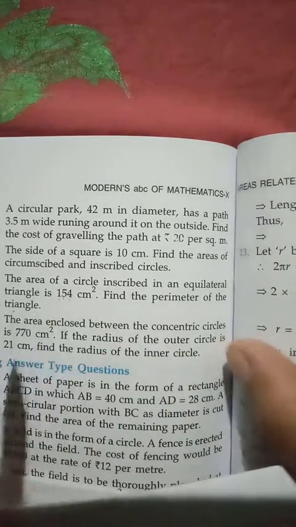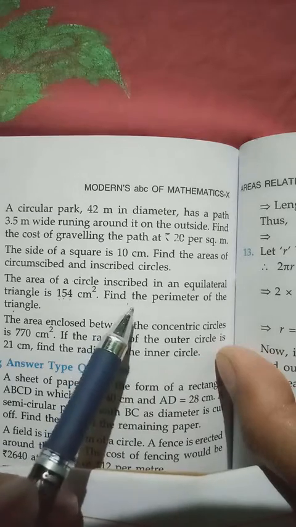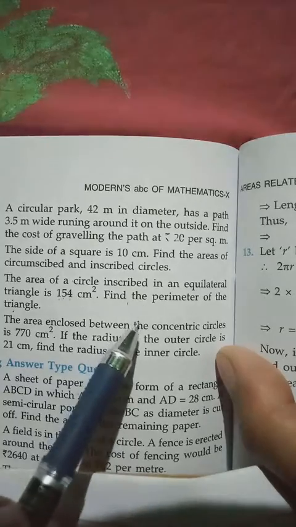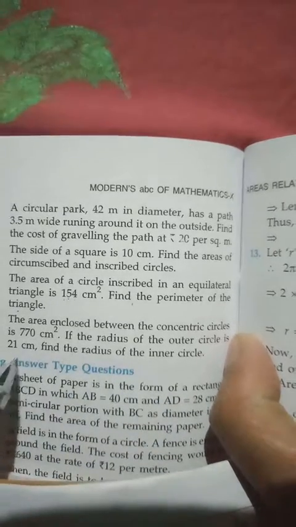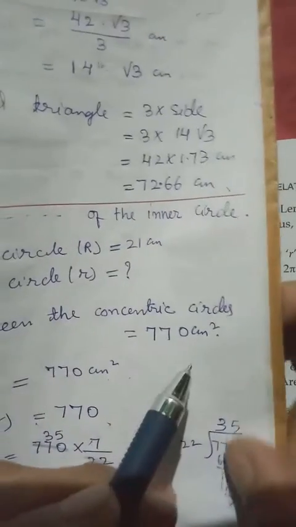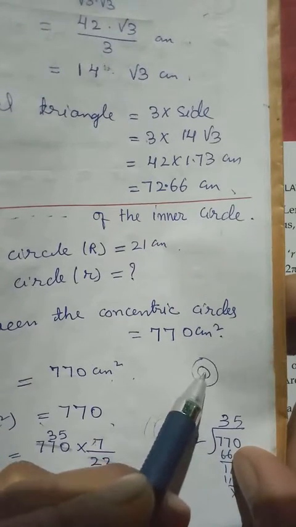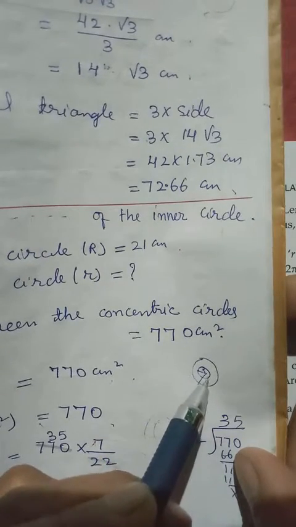Here they say again we have concentric circles. So that is one circle inside, one circle outside. Then the area between the two is the area of the ring, equal to 770 cm square. The outer radius we have is 21. We have to find the inner radius. Since they are concentric circles, it will take the shape of a ring. So if you take the inner radius to be small r, and the outer to be capital R.